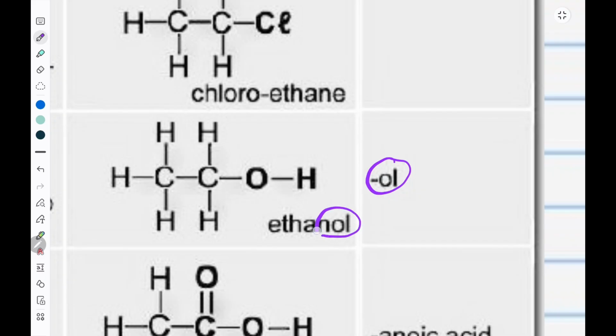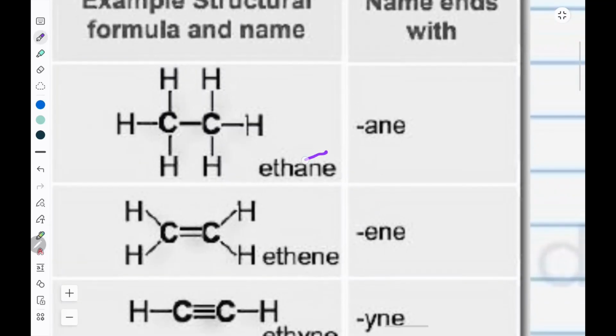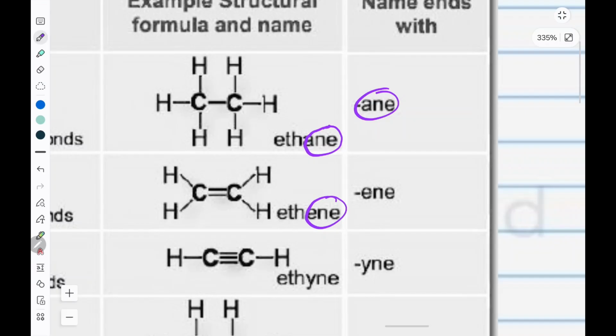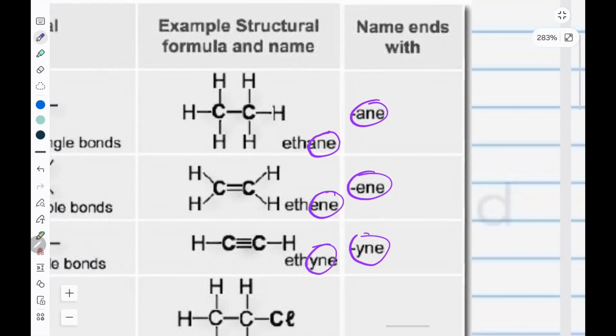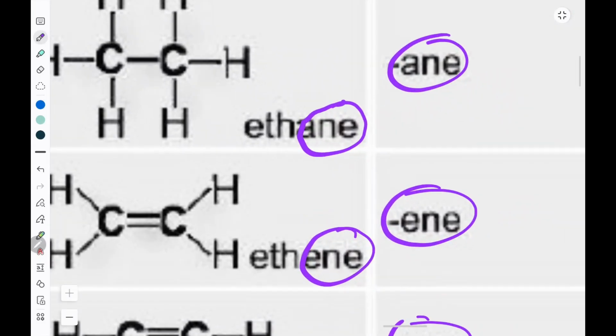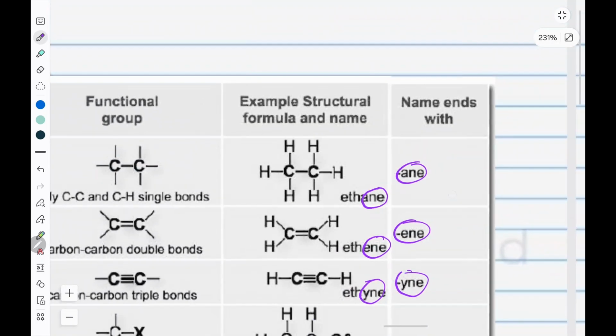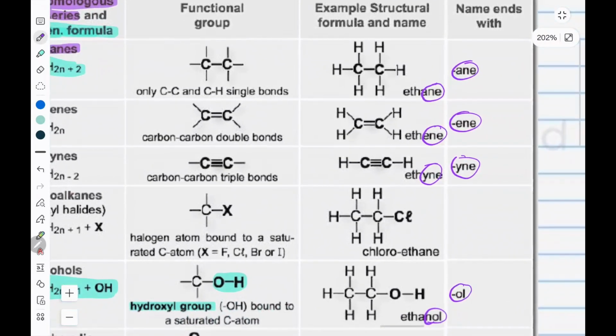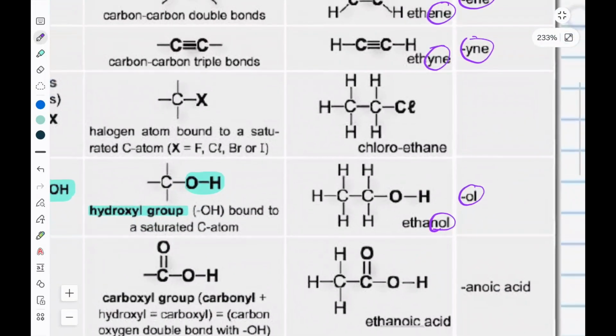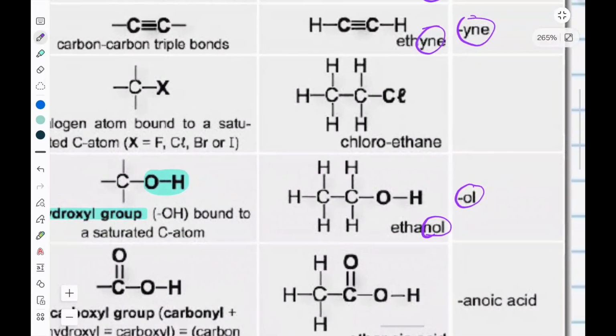So if you check ethanol compared to ethane, right? Do you see? That's the difference. Compared to ethene as well, and ethyne. So all of them will have a specific suffix. And I'll show you how we get the prefix now, because all organic compounds or molecules are made up of a suffix and a prefix, okay? But for now, let's focus on these.